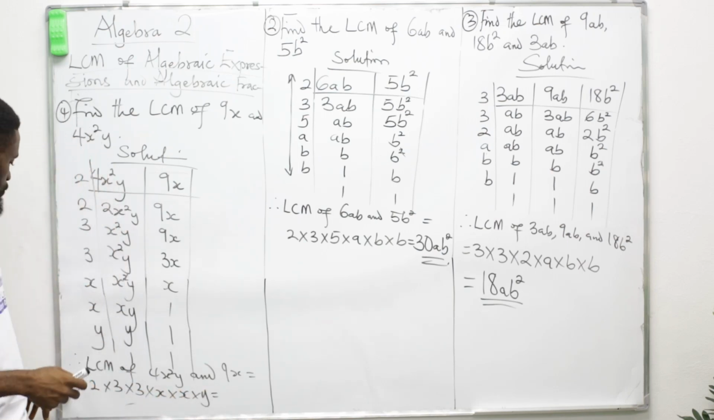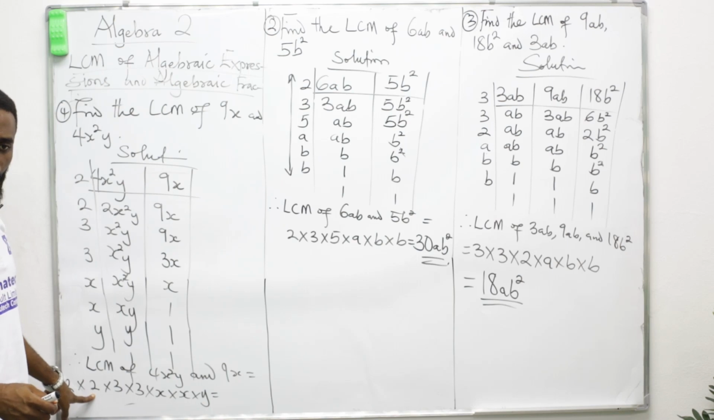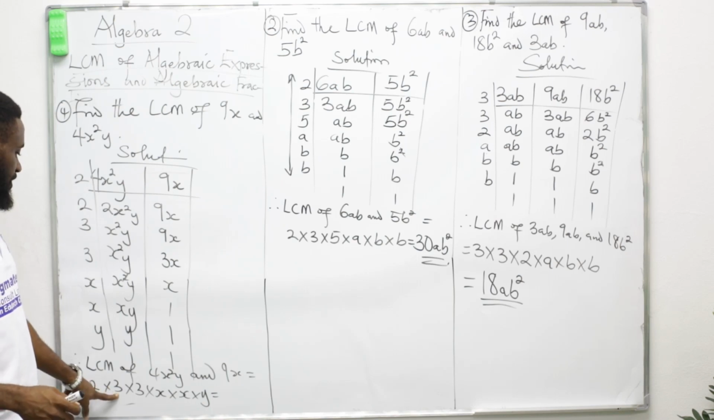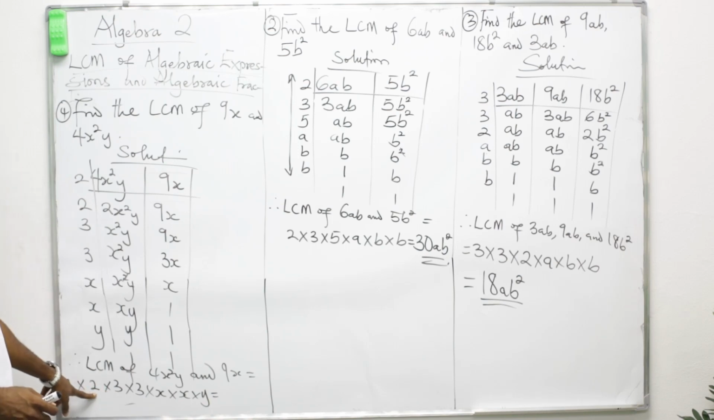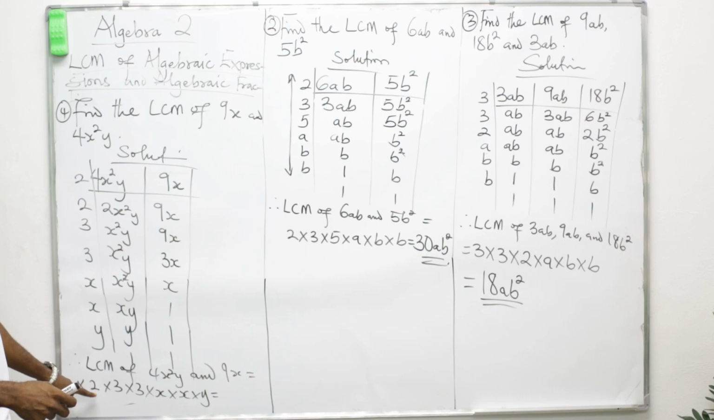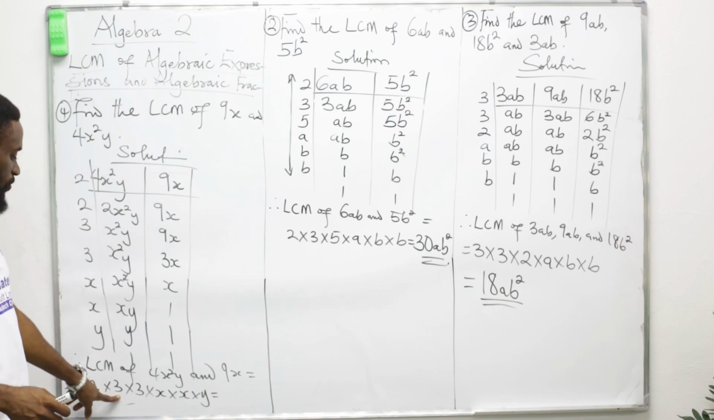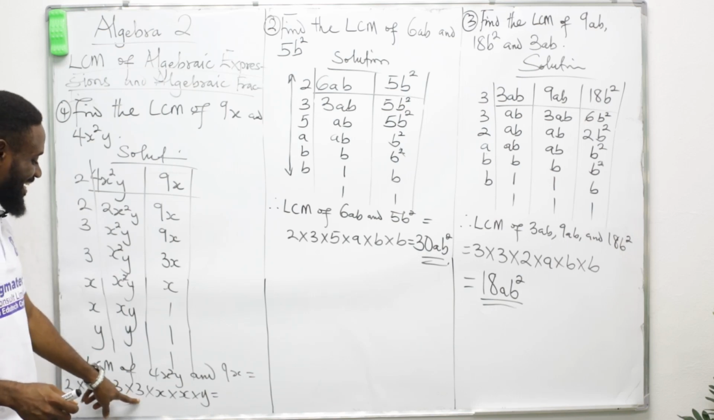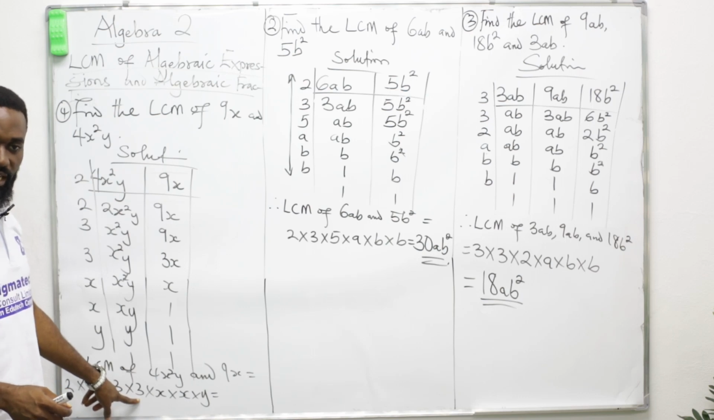Okay, so 2 times 2 is 4. 4 times 2 is 8. You see that? 2 times 2 is 4. 4 times 3 rather is 12. Okay? 2 times 2 is 4. 4 times 3 is 12. 12 times 3 is 36. Do you get that now?